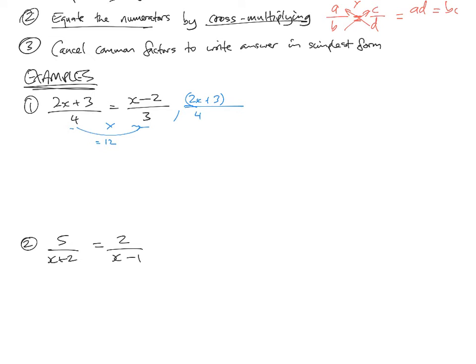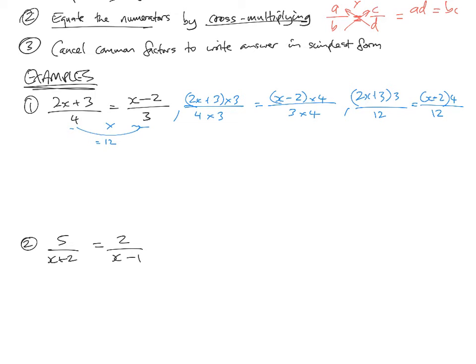What did I times 4 by to get 12? I times it by 3, so I need to times the top and the bottom by 3 to keep it the same. The other side, x take 2 on the top. What did I times 3 by to get 12? I times it by 4. To keep the same, I need to times the bottom by 4 also, so 3 times by 4. So this comes to 2x plus 3 in brackets times by 3. 4 times by 3 is 12, and x take 2 in brackets times by 4, and 3 times by 4, 12. So they're the same denominator.